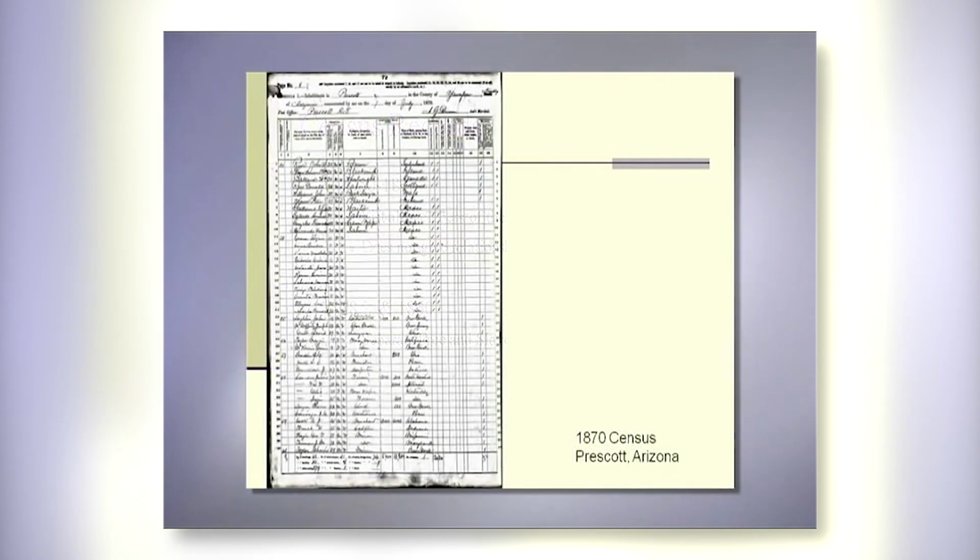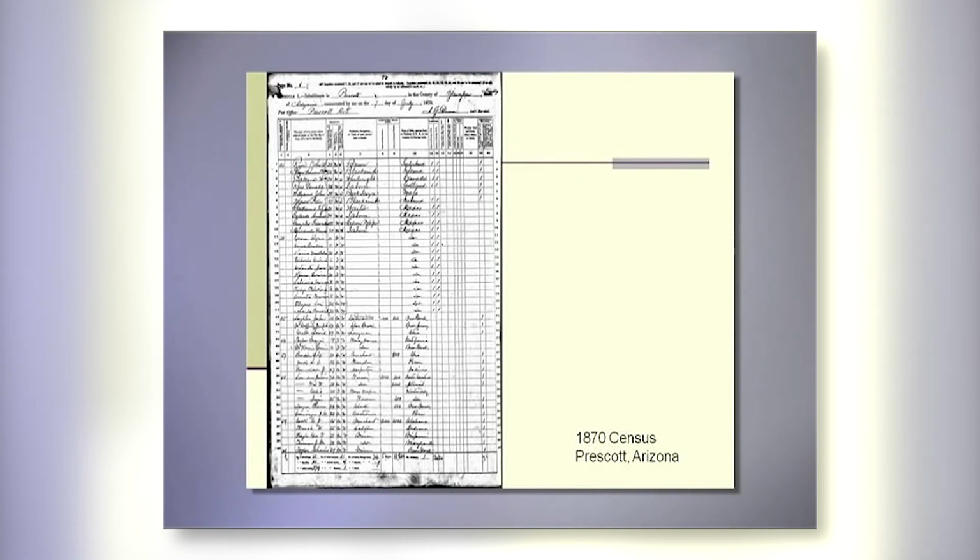This is the 1870 census for Prescott, Arizona, and you get the name of the person, their age, sex, and race, their occupation, and where they were born. The final question reflects what happened in the previous decade. This is the 1870 census, and it refers back to the Civil War.